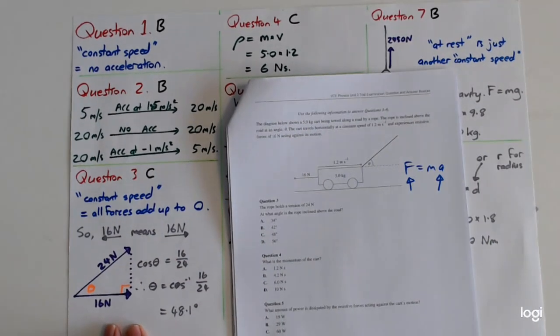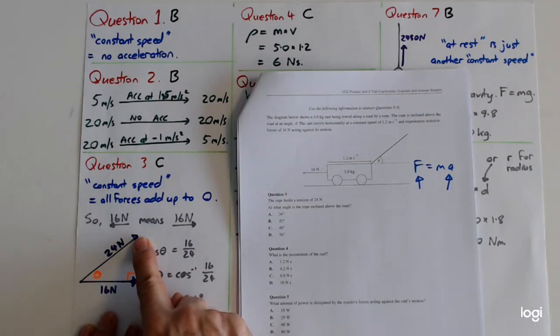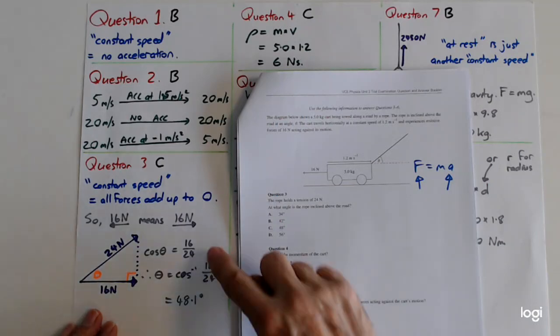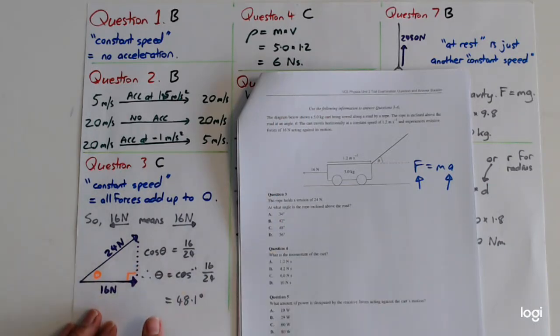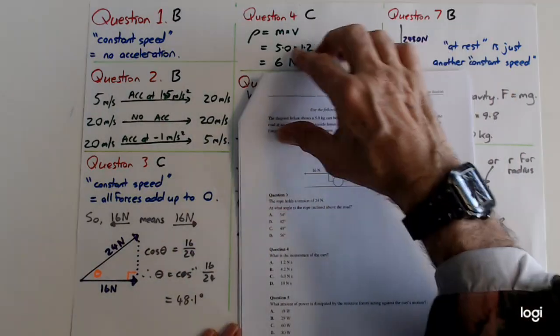So how do you figure out what that angle is? Well, you do this trigonometry down here. We've done this before. If that's 24 and that's 16, what's that angle? The cos of that angle is adjacent on hypotenuse. Solve for the angle. And this is how you solve it for the angle. You've been doing that since about grade 8. 48.1 degrees. Nearest is 48, the answer is C.